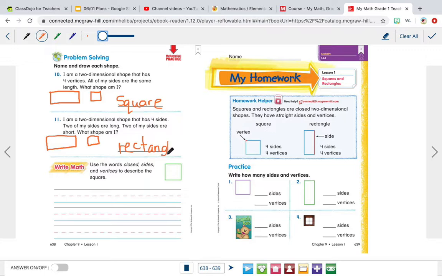And for this one, for writing math, you don't have to do the writing math today. That'll be it for today.